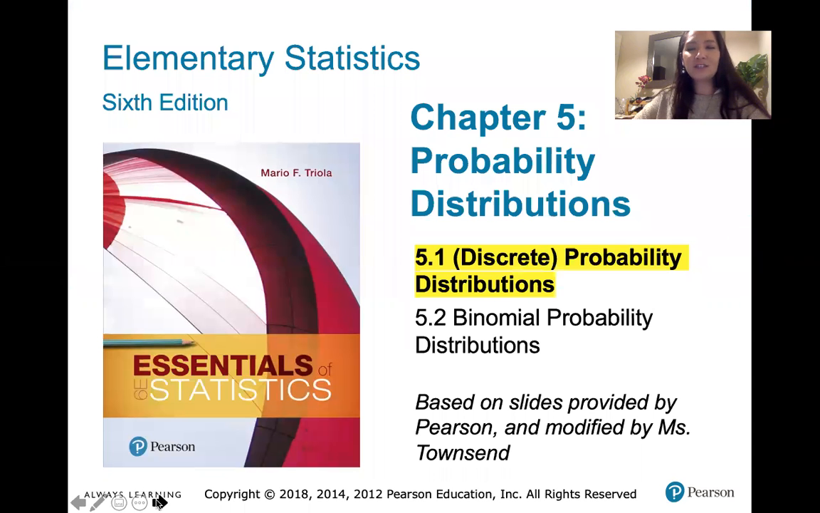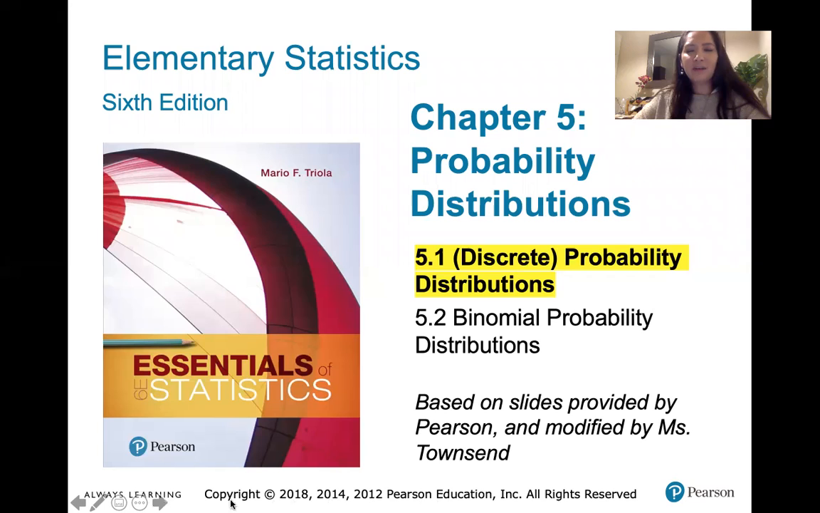So this is our first lesson in Chapter 5. Chapter 5 has a number of sections, but we're only going to cover 2 in our course due to time constraints. The first section is called probability distributions, but I will emphasize that it's really about discrete probability distributions. All of Chapter 5 is about discrete probability distributions.